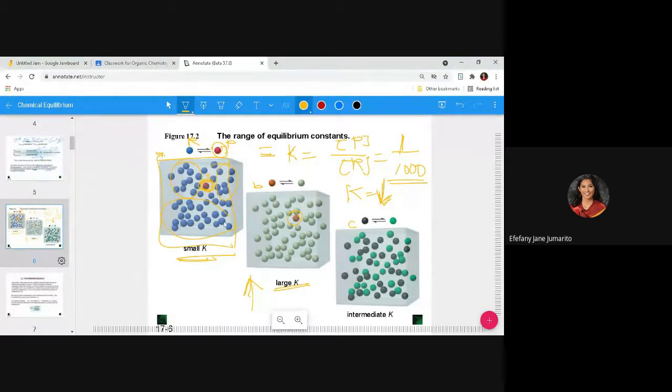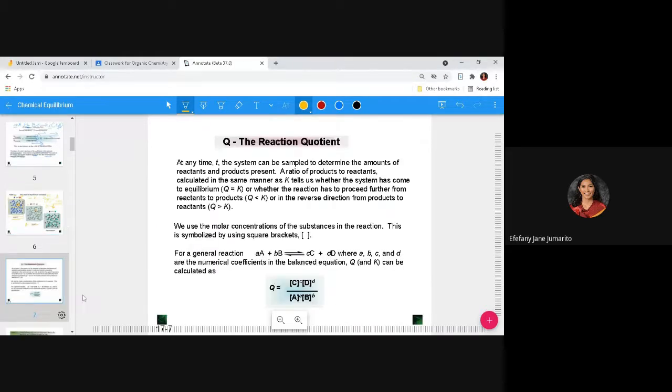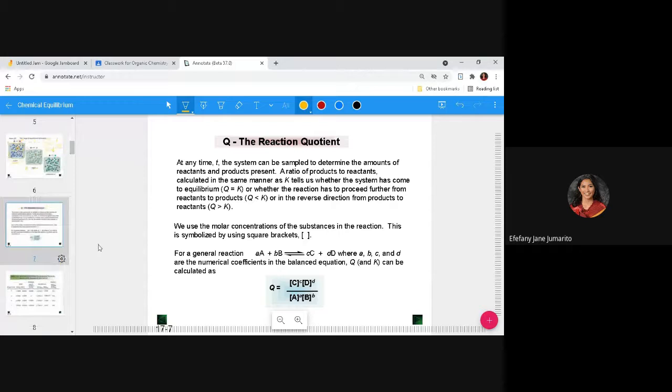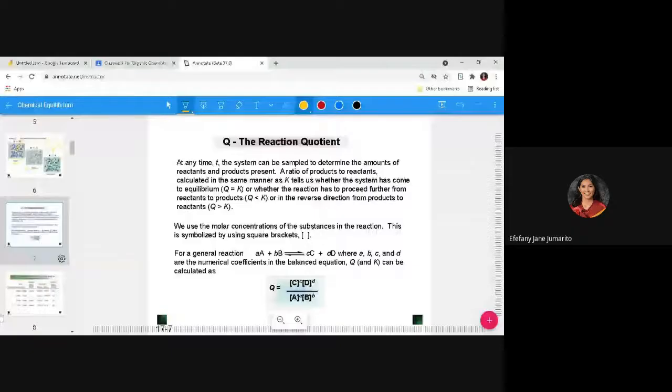So that's it, class. You just take note of the small k and the large K. If we have a large k, what will happen? Now, we also have our reaction quotient.